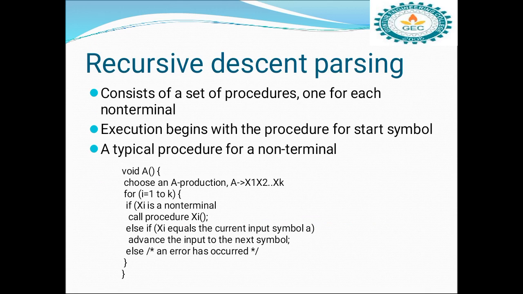So we can apply the condition. If that condition is satisfied, we can go to the next one. If that condition fails, we apply backtracking and choose another production.